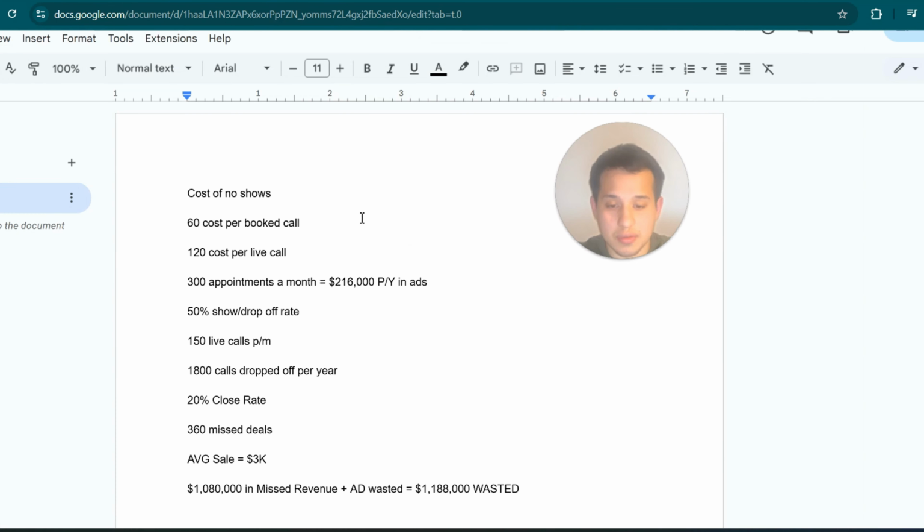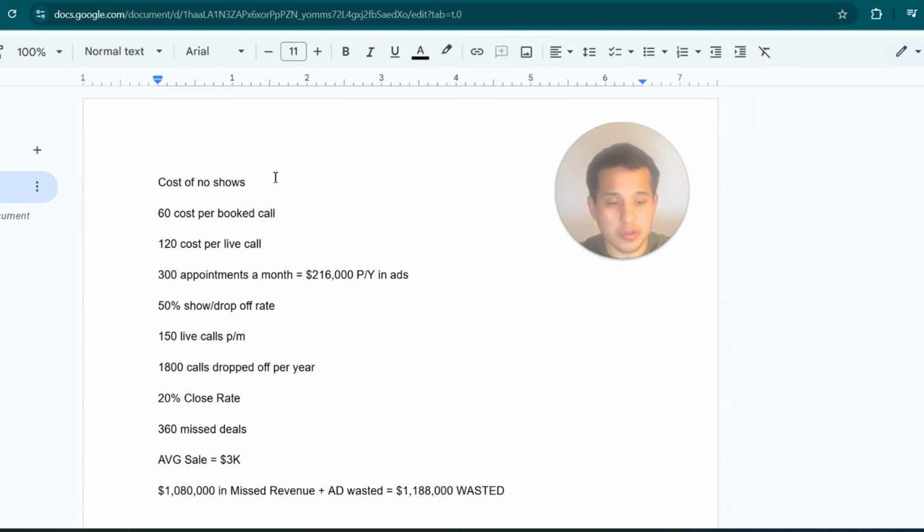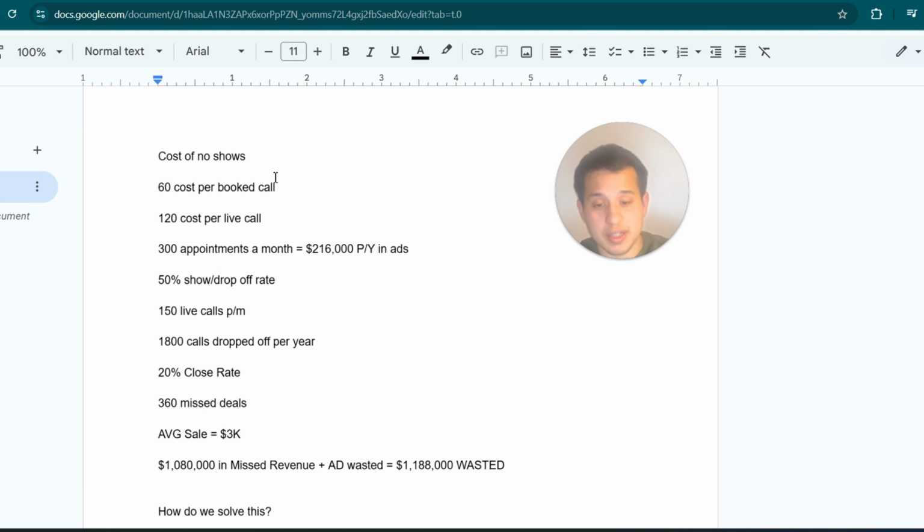So first things first, what is the cost of a no-show? Let's imagine this scenario where you're generating leads for $30. You're running paid B2B ads for your SMA, generating leads for $30, and you have a $60 cost per booked call, meaning that for every 2 leads you generate, one of them books in. And let's assume that for every booked call you get, you have a 50% show rate. So you have to book 2 calls to have 1 live call. That would mean it costs you $120 for 1 live call.